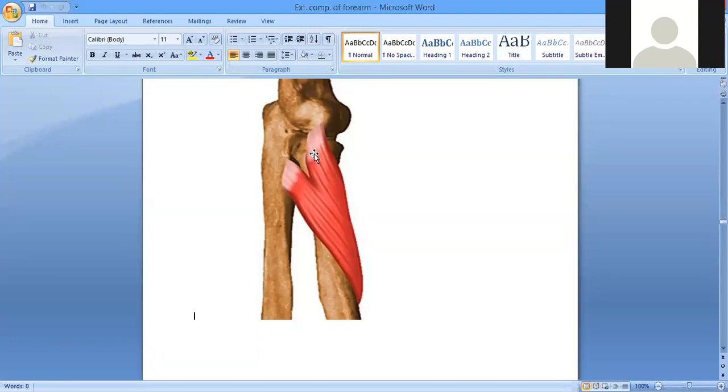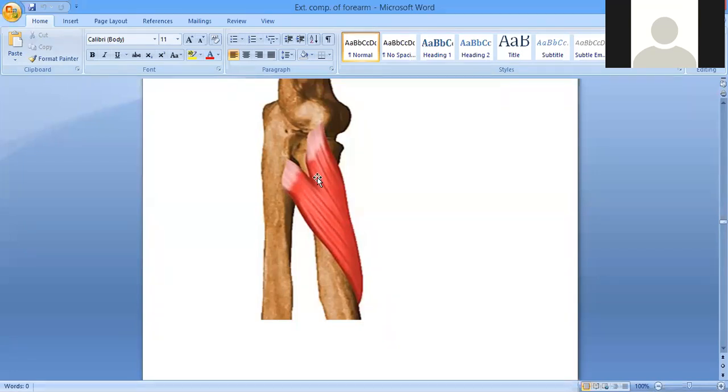Where is the annular ligament located? Will someone tell me? Does anyone remember? The annular ligament encircles the head of the radius. Okay? So you see, there must be the annular ligament here. So some fibers also come from the annular ligament of the proximal radioulnar joint, right? And what is the insertion?